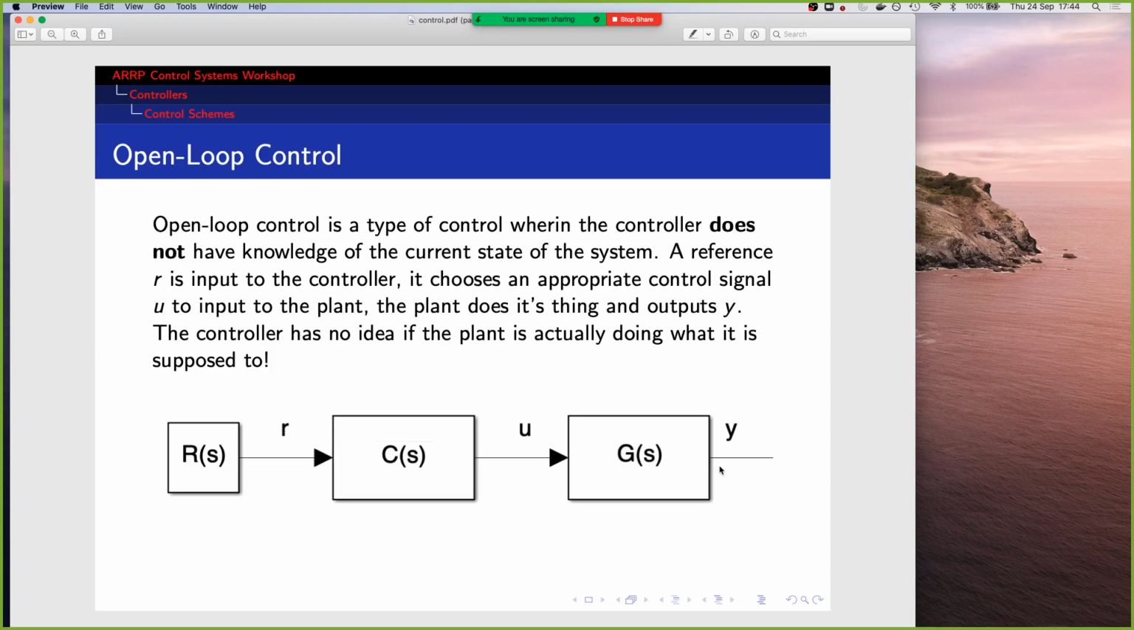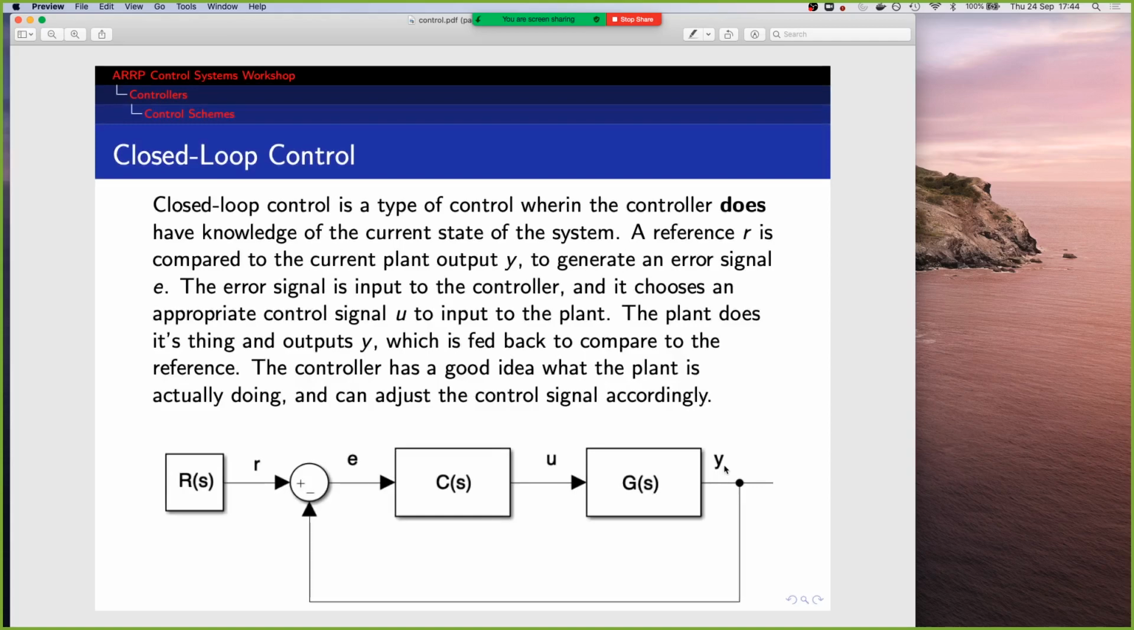For more robust control, we want to implement what's called closed loop control, which is this one. In closed loop control, the controller does actually have knowledge of the current state of the system. So a reference R is compared to the current plant output Y. So we need to know what the current plant output is. It generates what's called an error signal, which we refer to as E. The error signal is the thing that's input to the controller, and the controller then chooses an appropriate control signal to input to the plant. The plant does its thing and then outputs the value of Y.